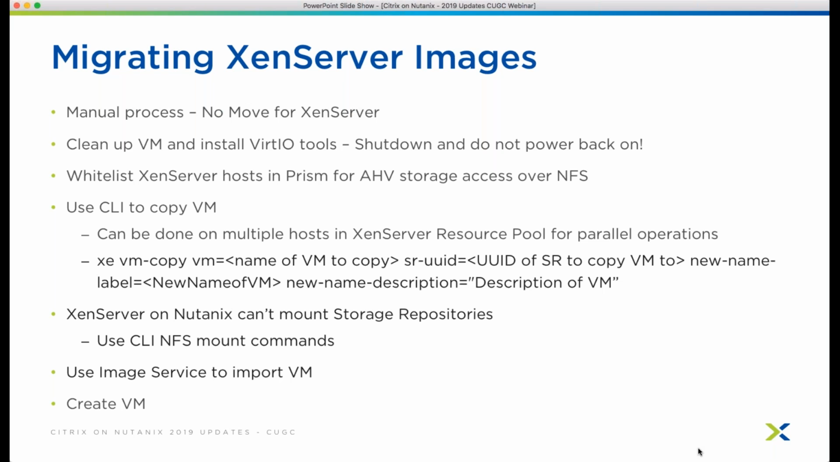If it's non-Nutanix XenServer, basically what you do is just whitelist the storage in AHV, and then you mount an NFS storage repository, and then do the copy over that way.